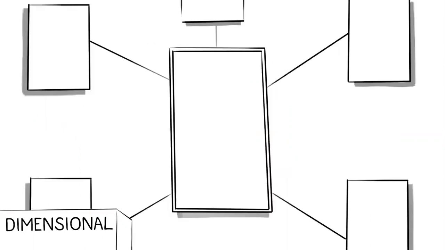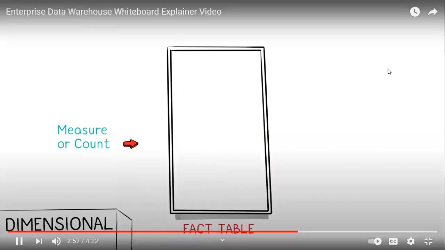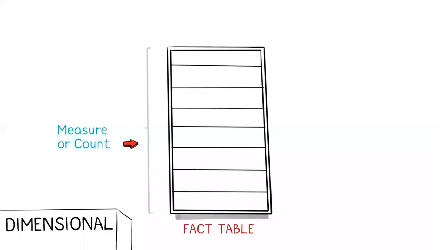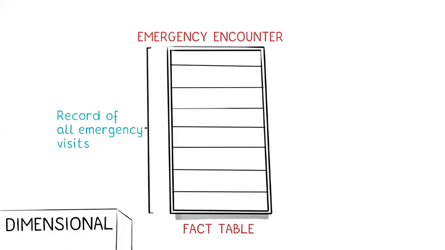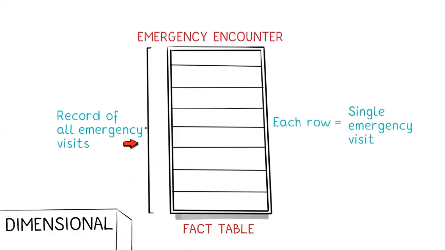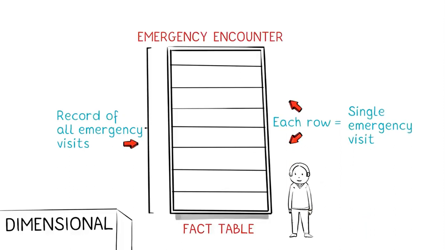In the middle of the star is the fact table. A fact table holds information about things you can measure or count, and every row of a fact table is a different instance of that event. For example, the emergency encounter fact table is a record of all emergency visits that have occurred in the hospital, and each row of that table represents a single emergency visit. Consequently, a patient who has many emergency visits will have many rows of data in this table.